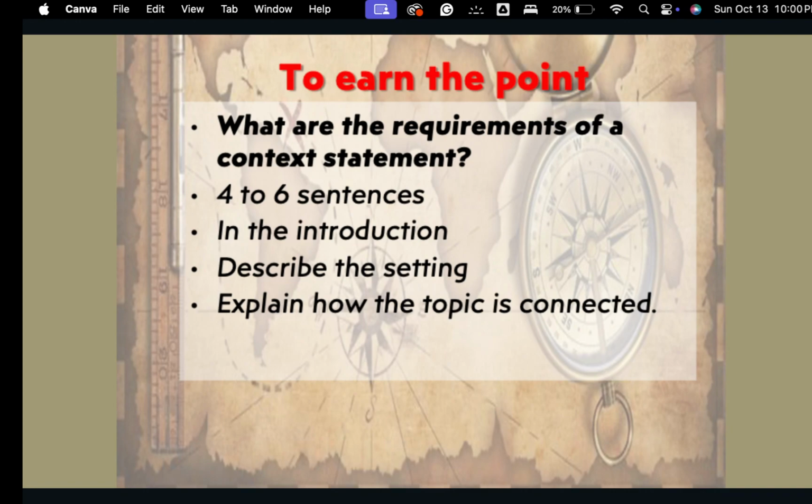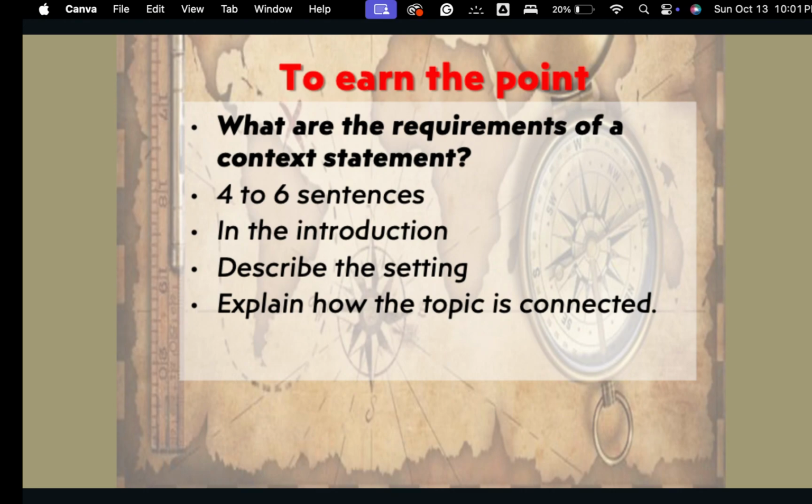So, in order to earn credit for a contextualization statement, we have to meet some requirements. And the first thing I'm going to tell you is these statements, these paragraphs, have to be between 4, 6, 7, 8 sentences long. They can be more than 6, but they cannot be less than 4. This is found and will only count for credit in the introductory paragraph. And again, we're going to describe the setting and we're going to explain how the topic is connected.